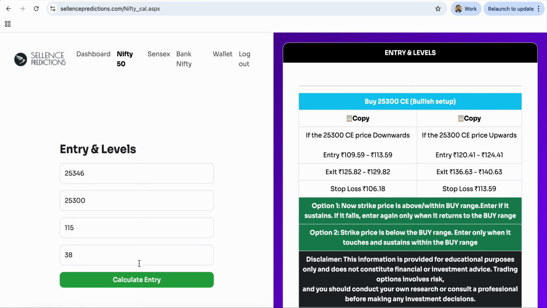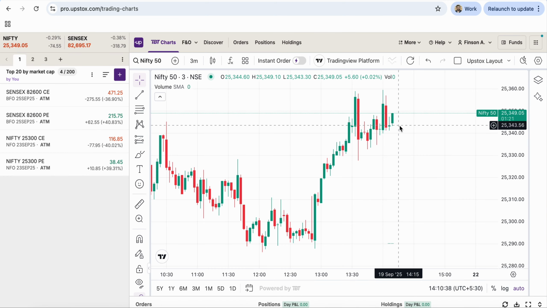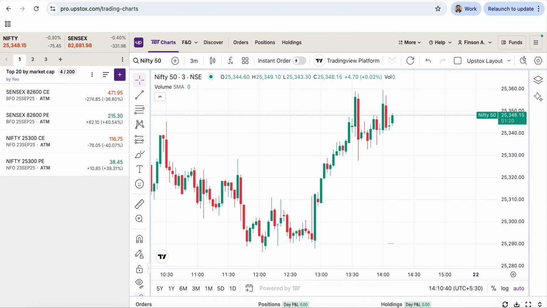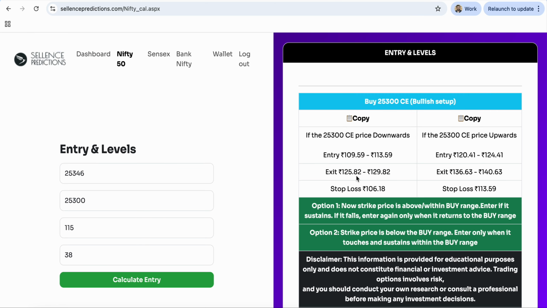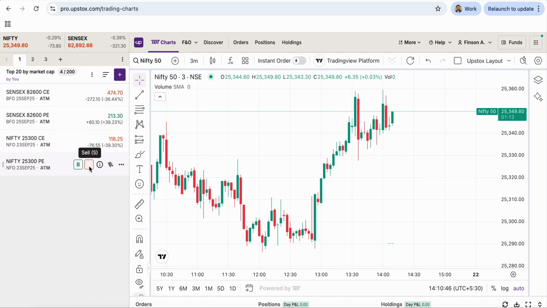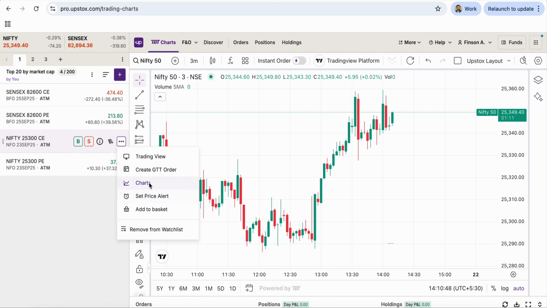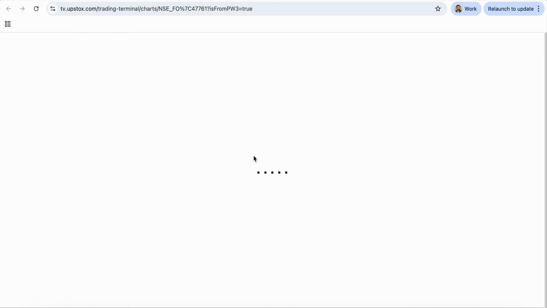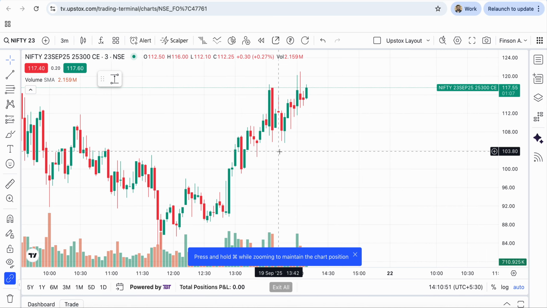Then the prediction is generated. Two options are generated. First one, price downwards. Second one, the price upwards. Now we look at the call price. The call price is moving up, right? The call price is moving up.